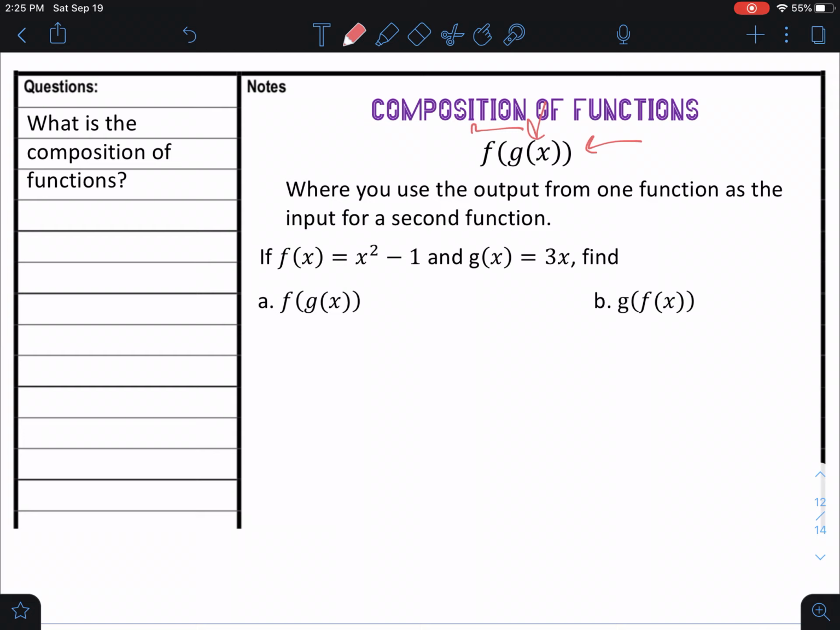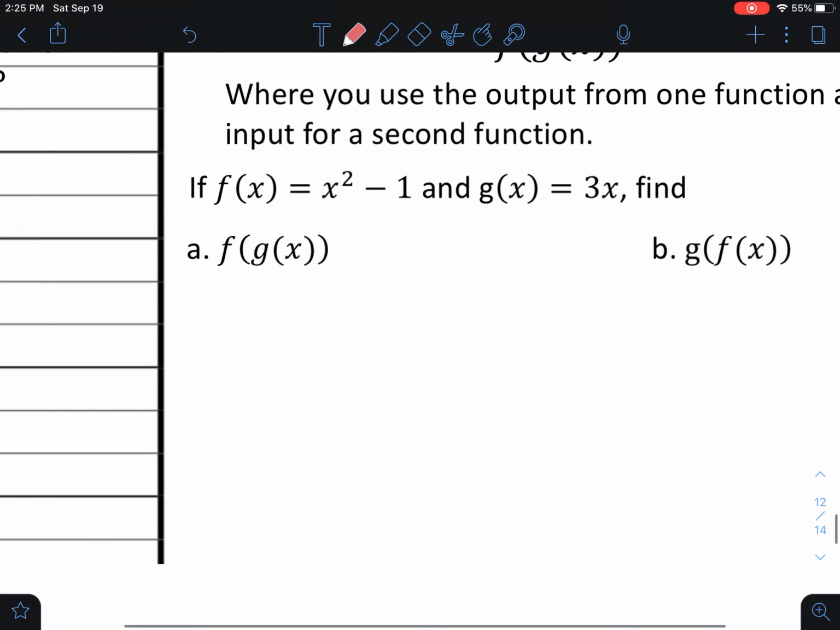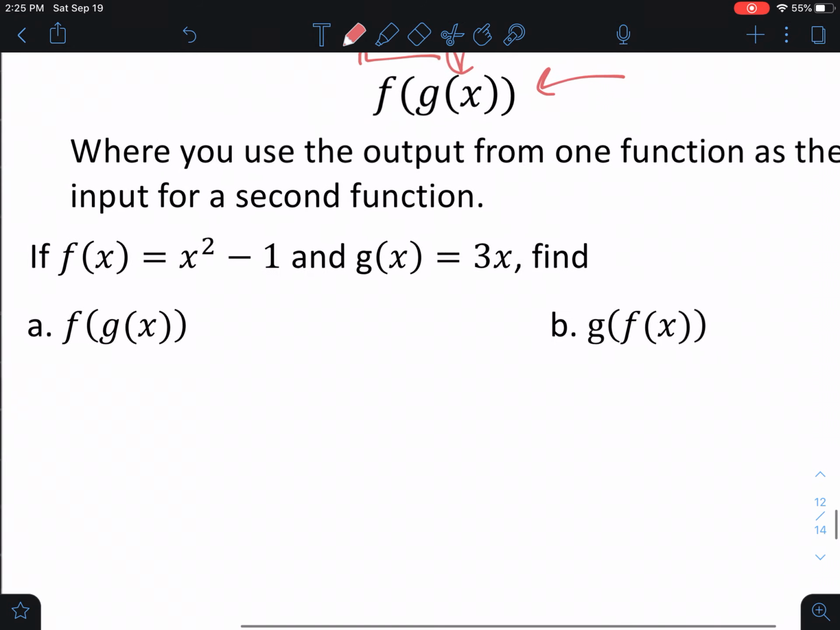So we're gonna use these two functions here for this example. It says if f of x is equal to x squared minus 1 and g of x is equal to 3x, then the first thing we need to find is f of g of x. Then we're also going to find g of f of x. Okay, so let's see if we can do this. Kind of zoom in here a little bit.